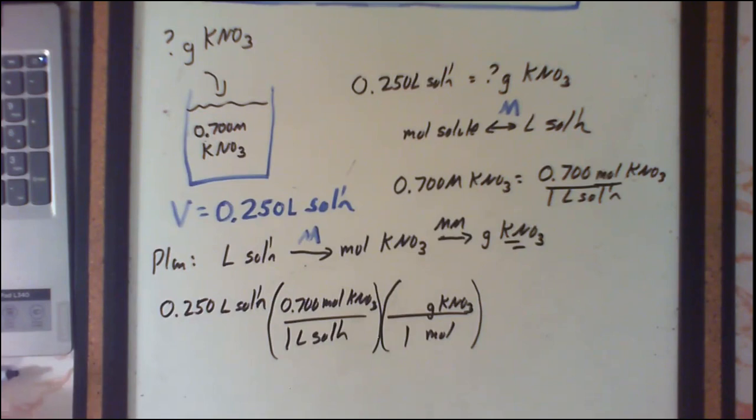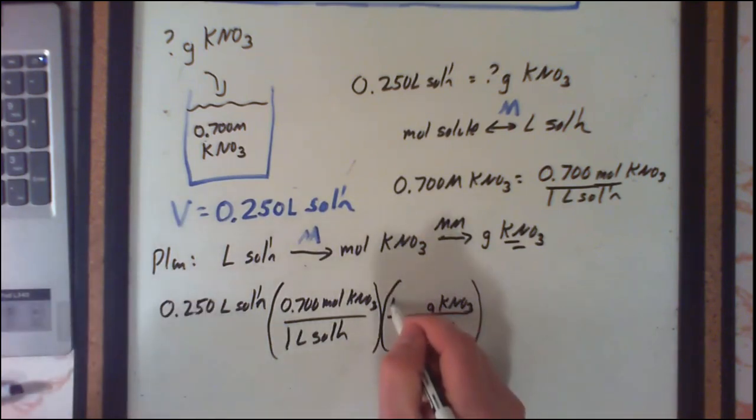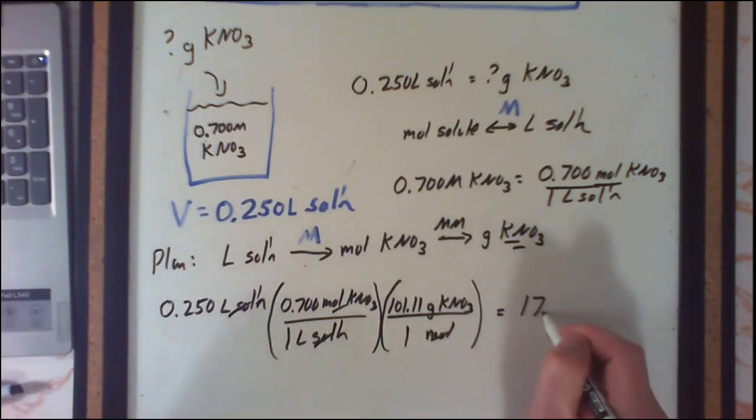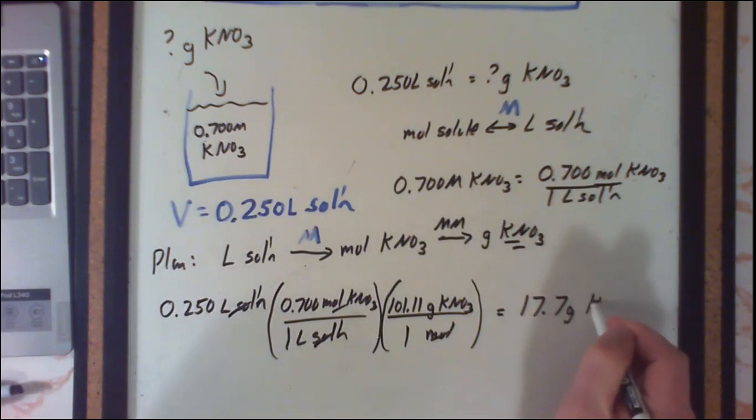So quickly, calculate the molar mass of potassium nitrate, which will be equal to the mass of potassium, 39.1, plus the mass of nitrogen, 14.01, plus 3 times the mass of oxygen, 3 times 16, which gives a total of 101.11 grams per mole. Notice all the units cancel except for grams of potassium nitrate. So we have 0.250 times 0.7 times 101.11, which gives us 17.7 grams of potassium nitrate.